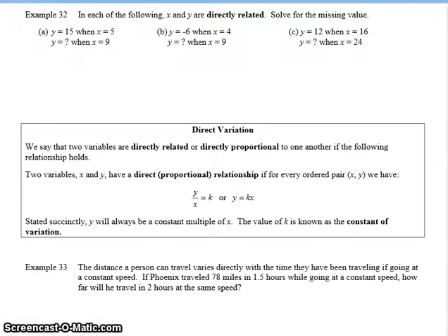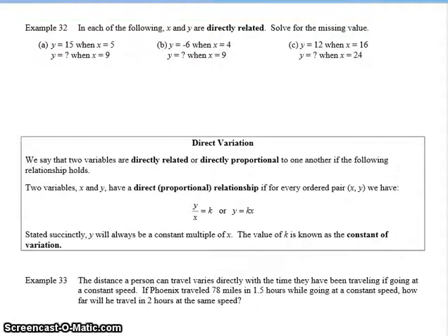This is Unit 2, Day 5, Example 32. In which of the following are x and y directly related? Solve for the missing value. Alright, so basically you have to memorize that for direct variation, or anything that varies or is directly related, you're going to set up a proportion and you're going to cross multiply.